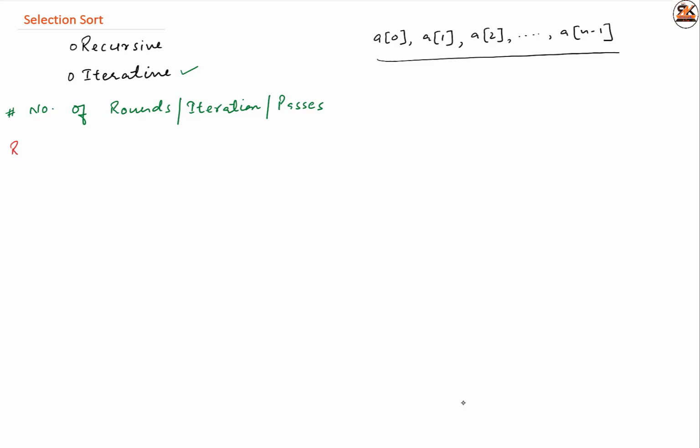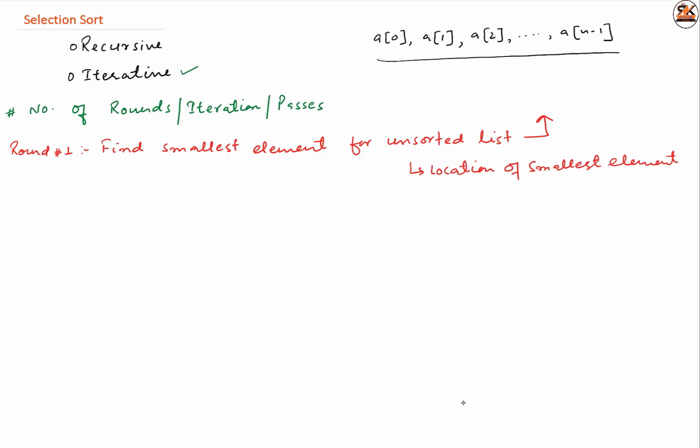In round 1, we find the smallest element from the elements of the unsorted list. We find the smallest element and also note down the location of that smallest element. Then we swap this smallest element with the first element of the list. What is the first element in our case? This is a0.